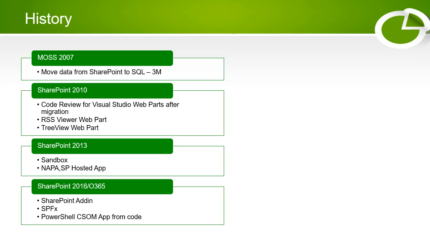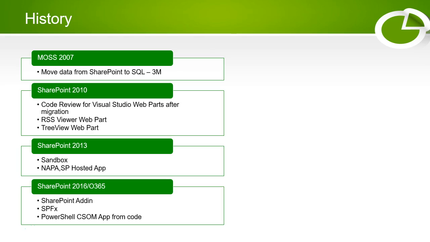Then in SharePoint 2010 we have the timer job. In SharePoint 2010, I was a part of a team and I had to do the code review for all the migrated web parts. So please note that as a coder, you might have done something in MOSS 2007. Microsoft usually, whatever custom developers do, it becomes a common web part for the next version. So those web parts were already available, and slowly in 2013, we had the Sandbox application, and Napa came and the SharePoint hosted app came. And in 2016, right now, we have the SharePoint add-in and SPFx.